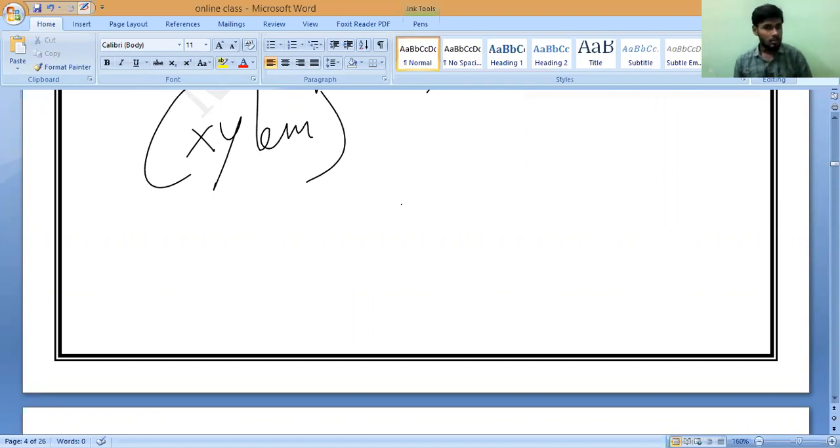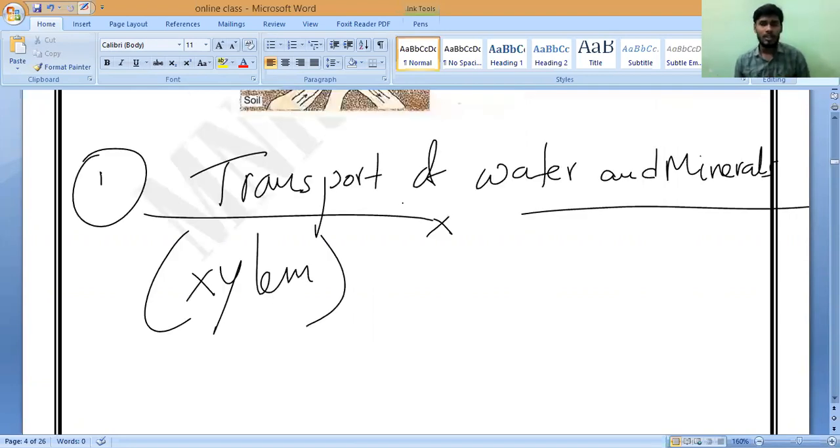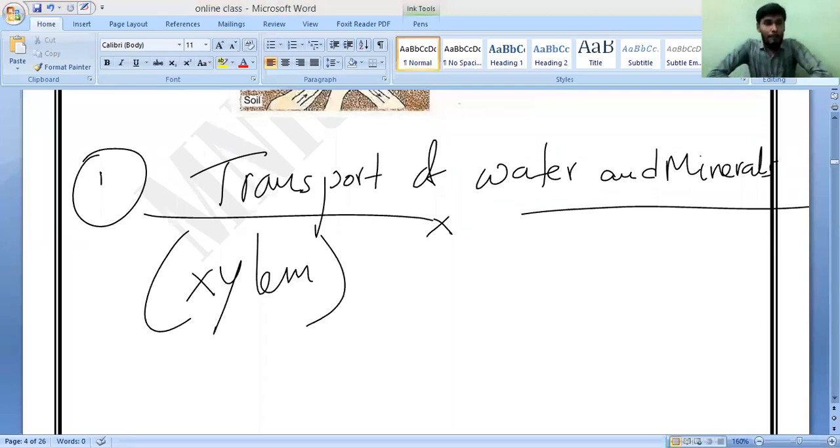Sir, what is the heading, sir? Transport of water and minerals by xylem, sir. That is the purpose of xylem. Correct or not, Padmavarshini? That's all. Now, as we know, plants require water for making food in some process. What is that process? Can you say? Tell me.